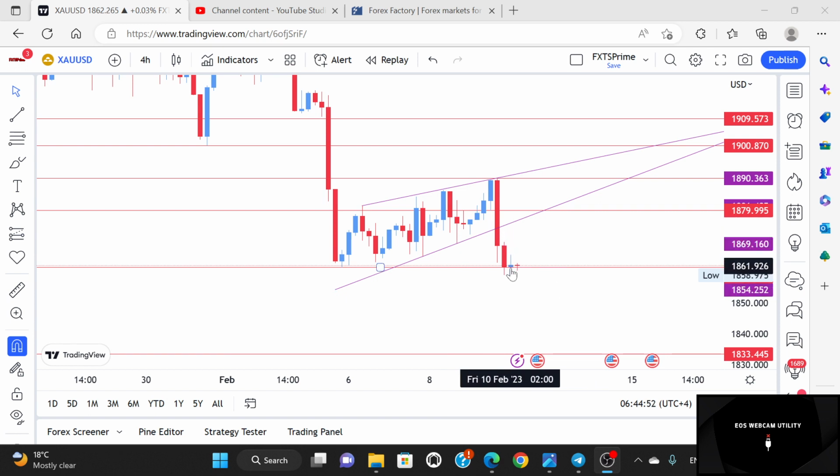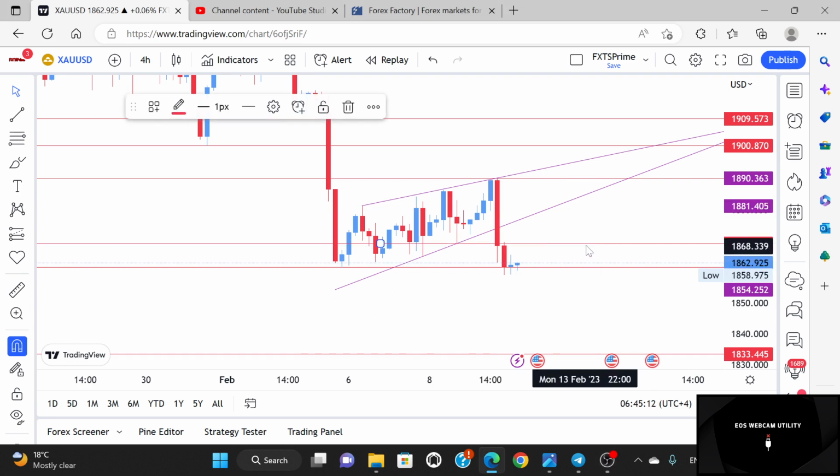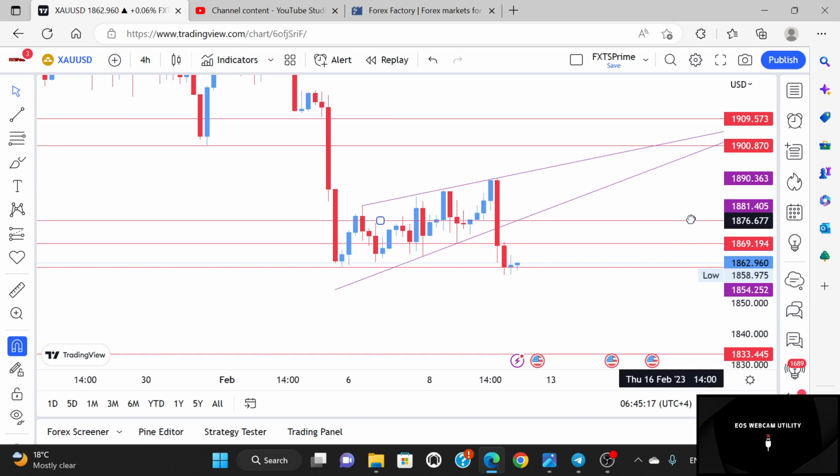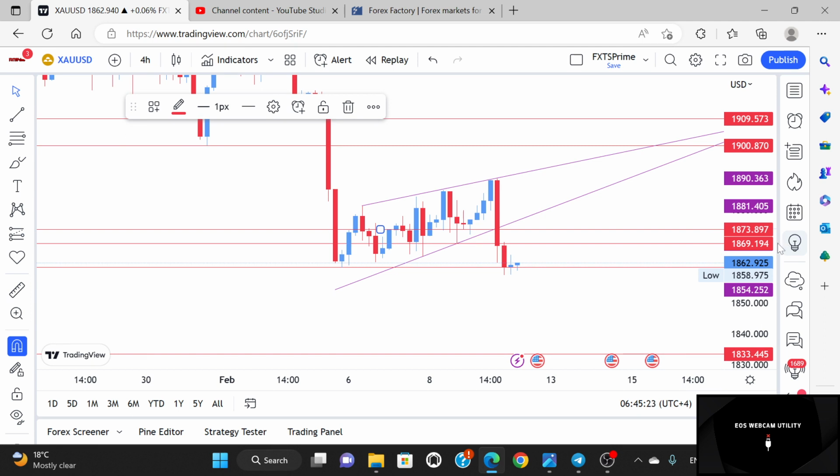You can see a small blue candle on the 4-hour time frame. That is an indication of a color change, or buyers jumping into the market. We might see a retracement toward 1869, and we might also see a retracement toward 1873.89. If that happens, then we are expecting to see the price coming back down from this area.